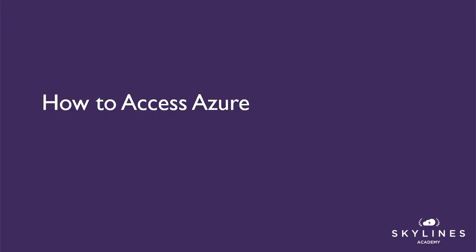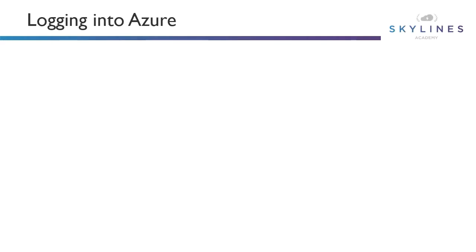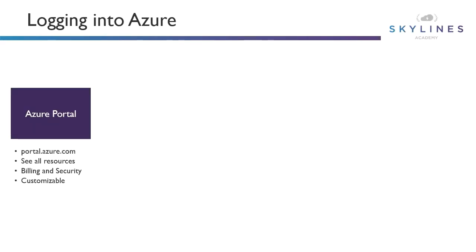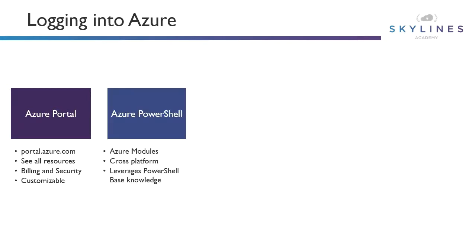So let's talk about how to access Azure. The first and most common way that a lot of people use is the Azure portal. And this you can access by going to a web browser and going to portal.azure.com. It allows you to see all the resources, gives you access to the billing and security information, and it's also customizable, giving you the ability to mark the resources you use most frequently as favorites so they're easily accessible from within the portal.